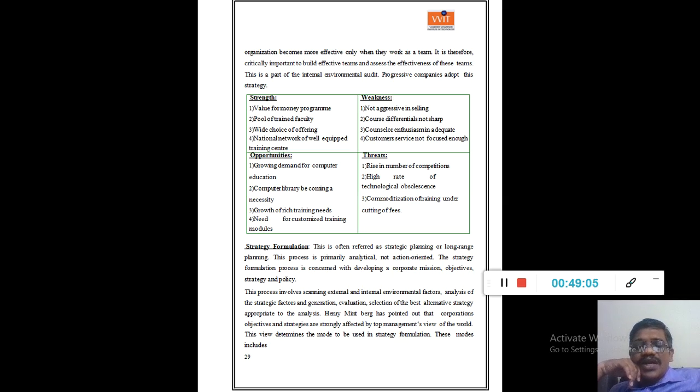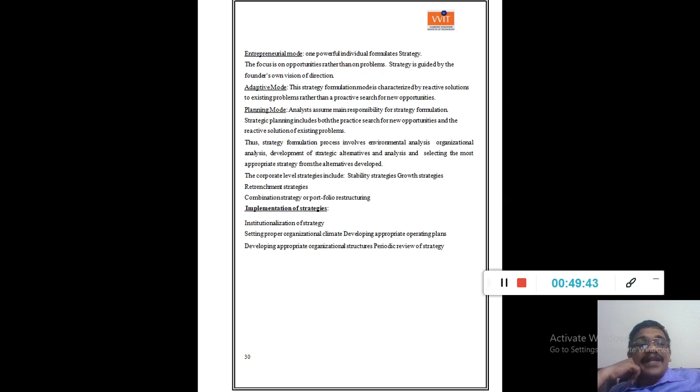And there is an author called Henry Mintzberg. He has clearly pointed out that corporations' objectives and strategies are strongly affected by the top management's view of the world. Depending upon it, they will make the objectives. Depending upon it, they will make the strategies by looking at the world. This view determines the mode to be used in strategy formulation, and these modes include entrepreneurial mode, adaptive mode, planning mode, etc.